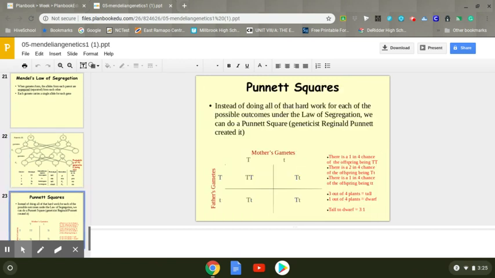Okay, so Punnett squares are how we decide what offspring we would have by doing our different crosses. Instead of doing all that hard work for each of the possible outcomes under the law of segregation, we can do Punnett squares. We use the genotypes in this process in order to find out what our offspring would be.